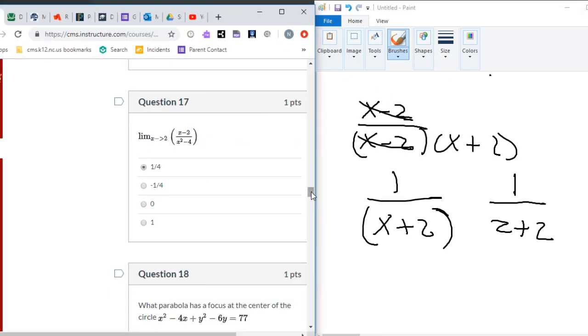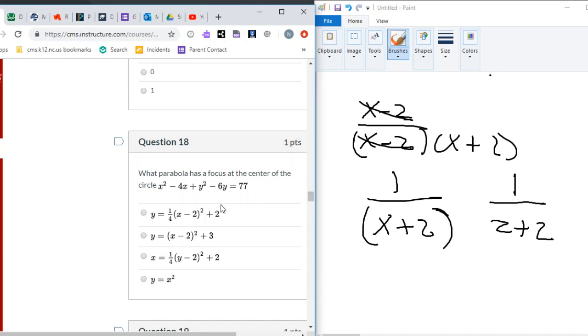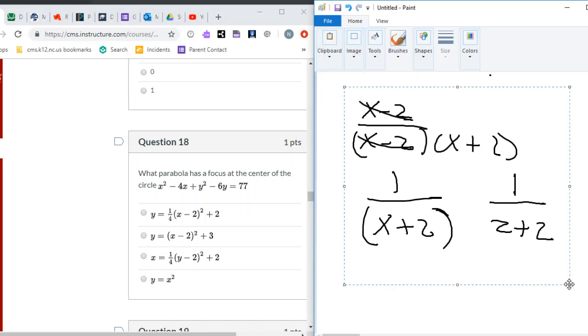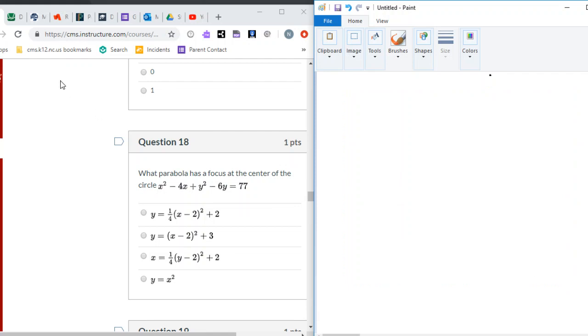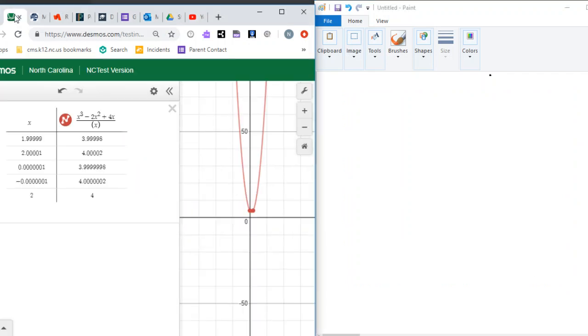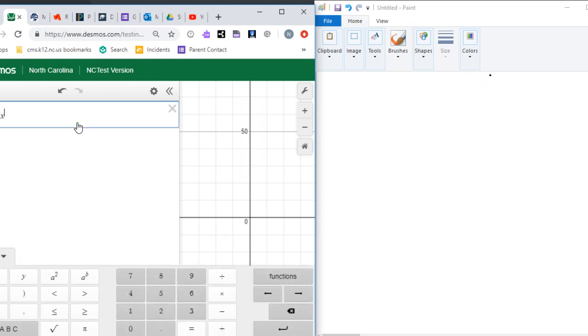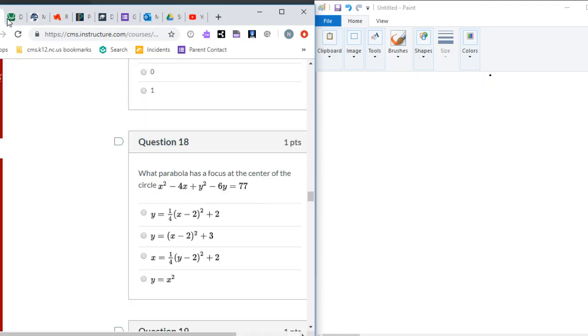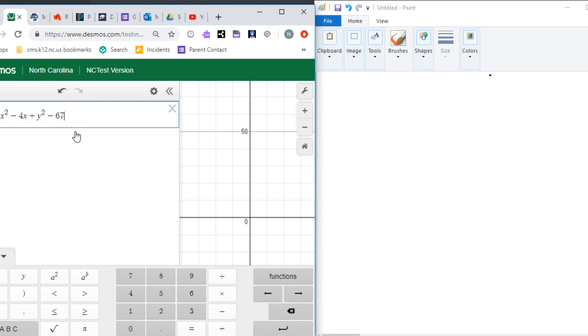What parabola has a focus at the center of the circle x squared minus 4x plus y squared minus 6y equals 77? So let's just find the center of the circle, because it's easier to find the center of this circle if we graph it. x squared minus 4x plus y squared minus 6y equals 77.